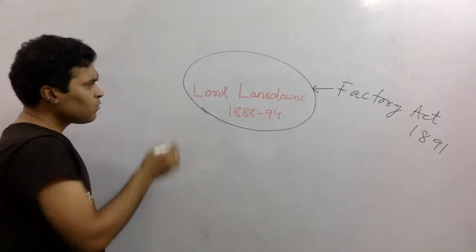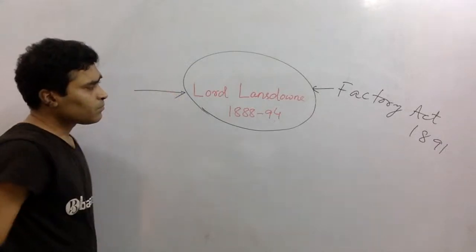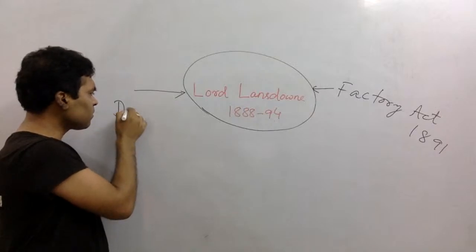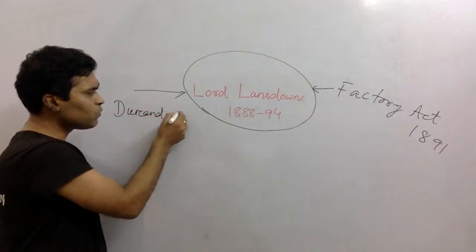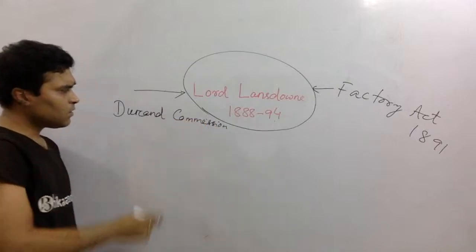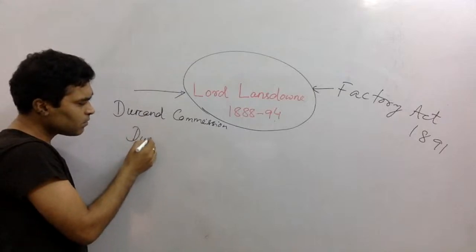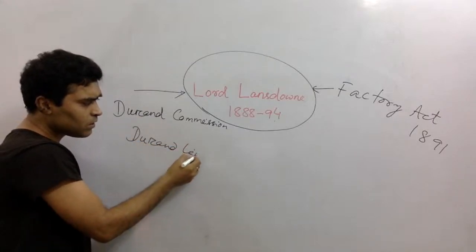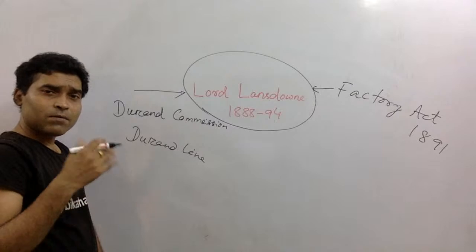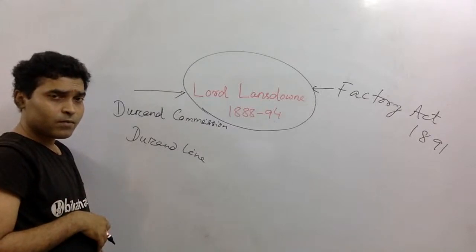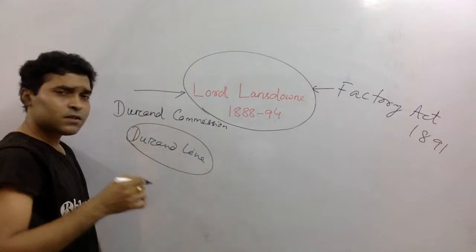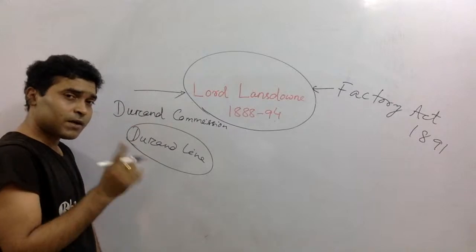And you have to focus on another point. During Lord Lansdowne, the Durand Commission was set up. Actually, it is also known as Durand Line. What is Durand Line? Durand Line is the boundary between Afghanistan and the British Empire. However, presently this Durand Line is the international boundary between Afghanistan and Pakistan.